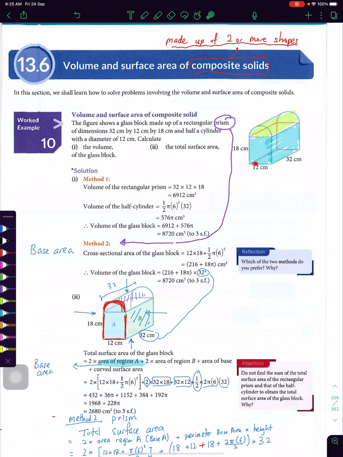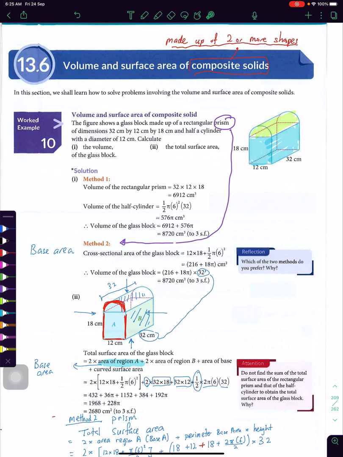So the length times the breadth times the height. Then I find the volume of a half cylinder. So the whole cylinder is pi times radius, pi r squared times the height, 32. And then I divide by 2 because it's only half, right? And then what you can do is you can add these 2 together to get the volume of the glass block. Now, method number 2 makes use of prism idea.